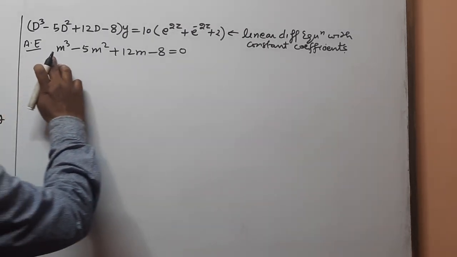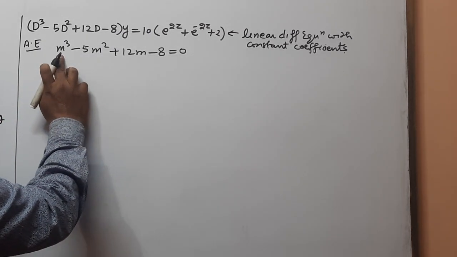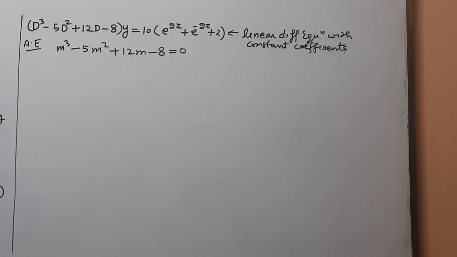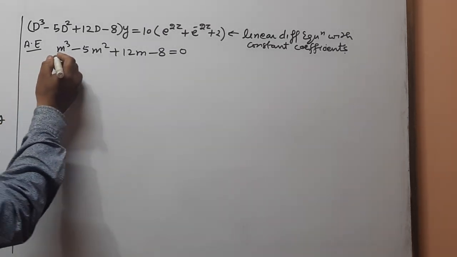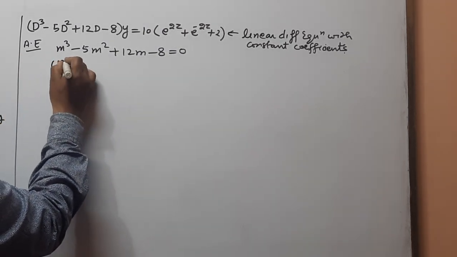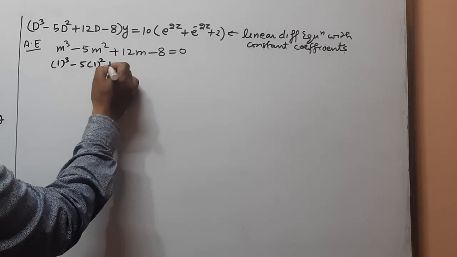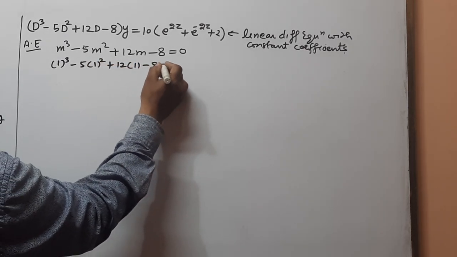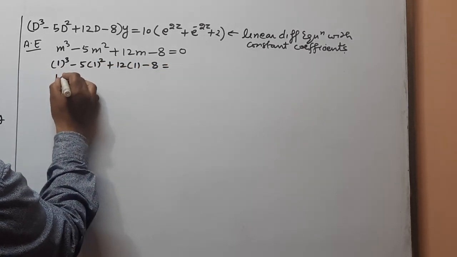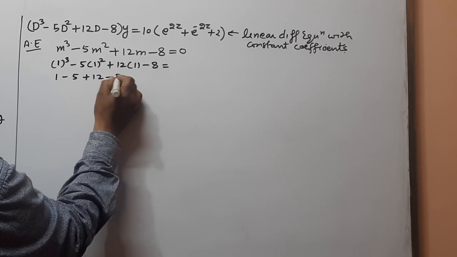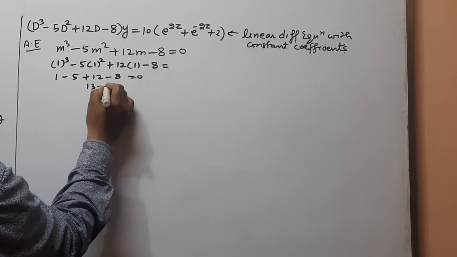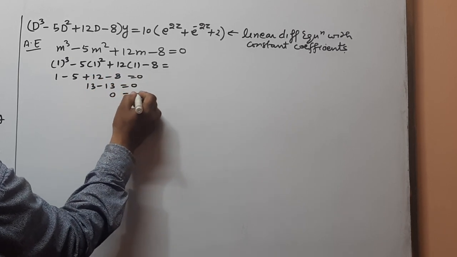So we know that here m minus 1 is a factor of this, because when we put here 1, we get 1 cube, this is 1 minus 5 plus 12 minus 8, so this is 13 minus 13, which is equal to 0.